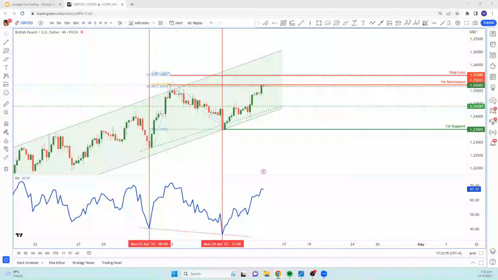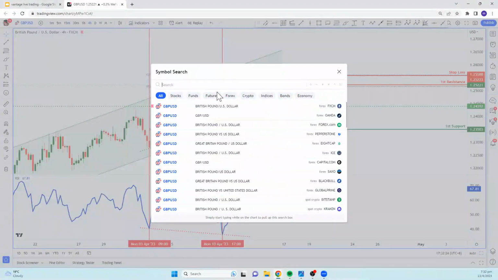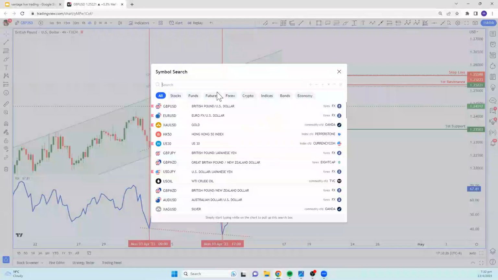Okay, next let's take a look at dollar yen. Okay, sure, we will do gold after dollar yen.